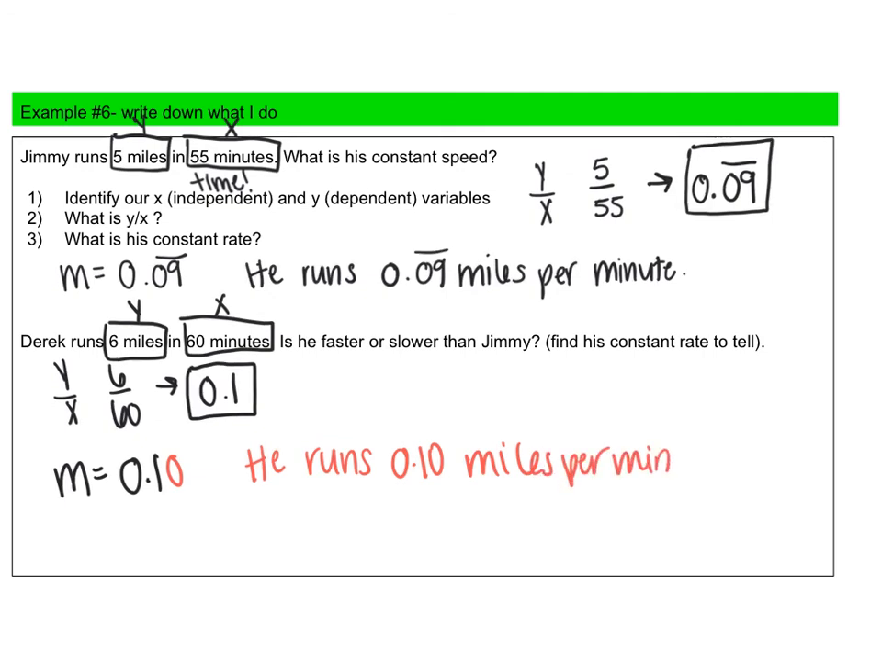So who's faster, Jimmy or Derek? Well, Jimmy is 0.09 miles per minute. Derek is 0.10. So Derek is faster. Oh, sorry, I'm mixing up these guys' names.